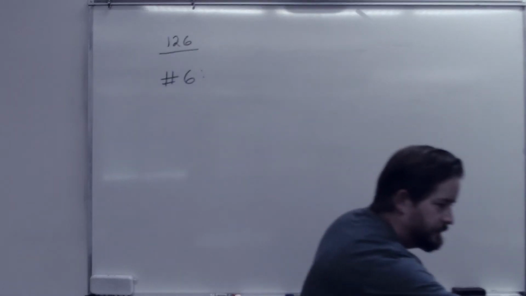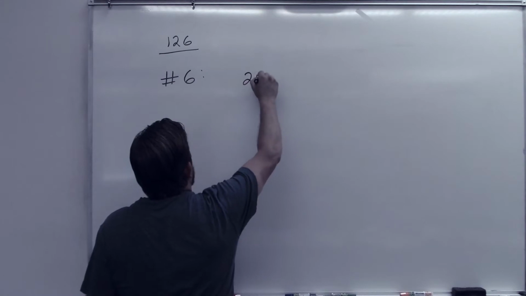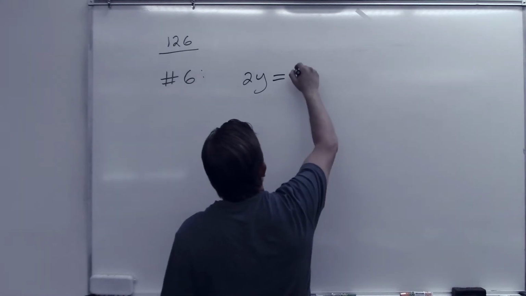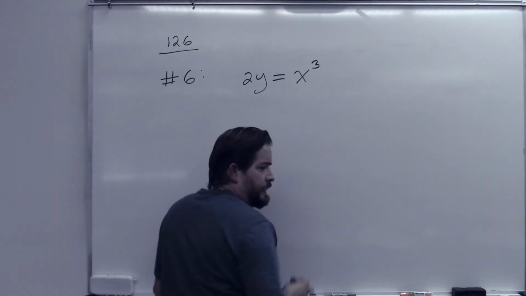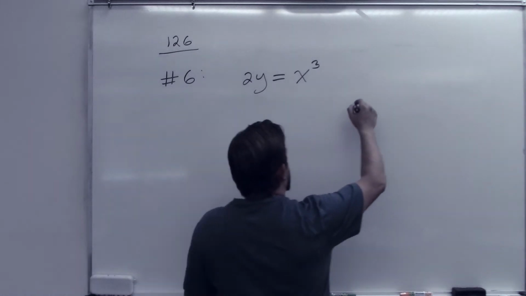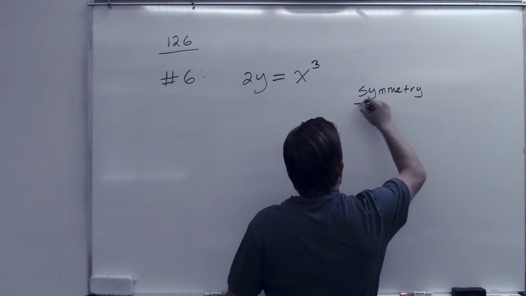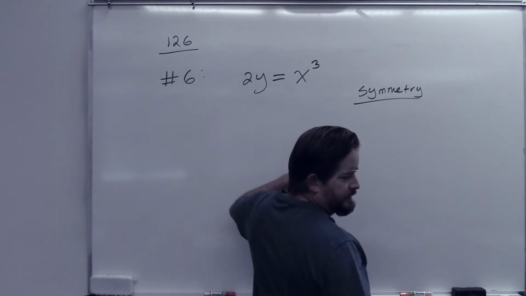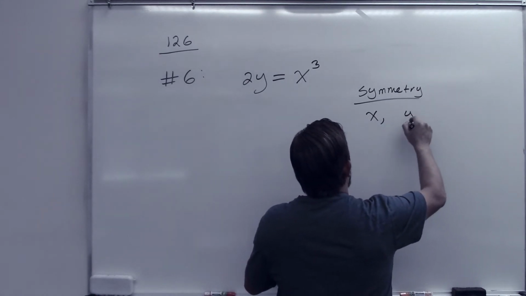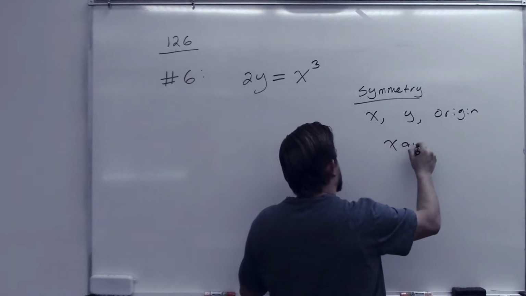It says we have an equation 2y equals x to the 3rd. And then there's a bunch of options. We're looking for symmetry about the x-axis, the y-axis, the origin, or both x and y.